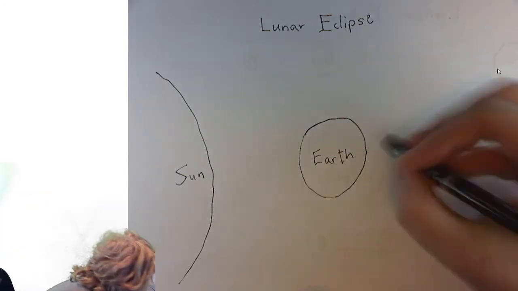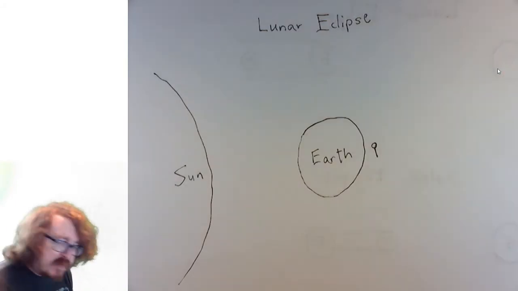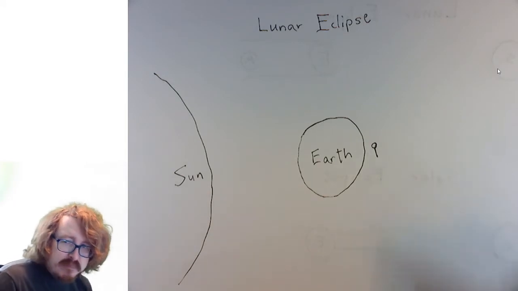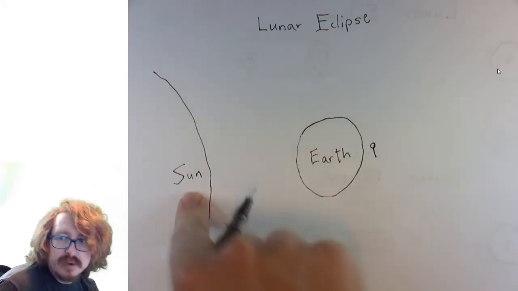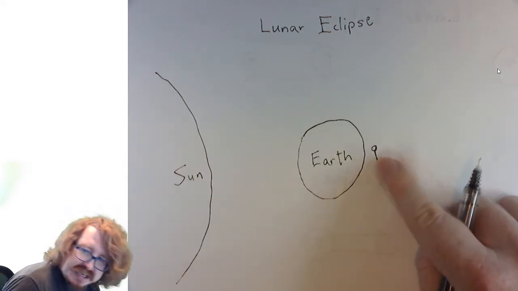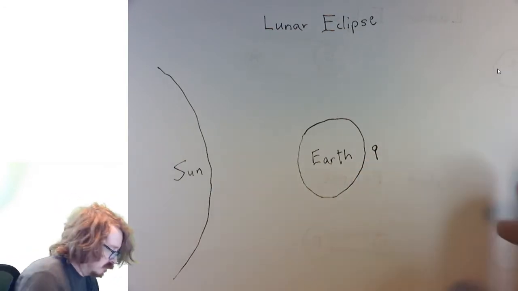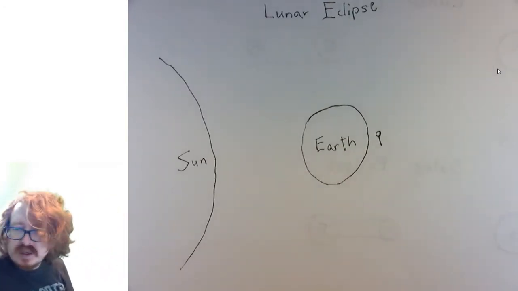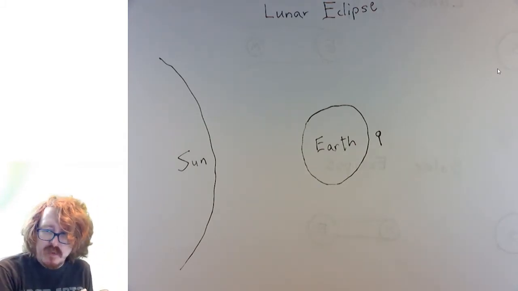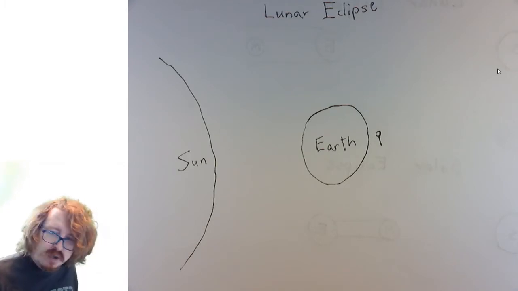Let's imagine there's a person floating around right here. Would that person, in space above the Earth, be able to see the sun? Would this person be able to see the sun from right here? Yes or no? No, they wouldn't, because there's a big old Earth in the way, right? And so that person would be in complete darkness, okay?